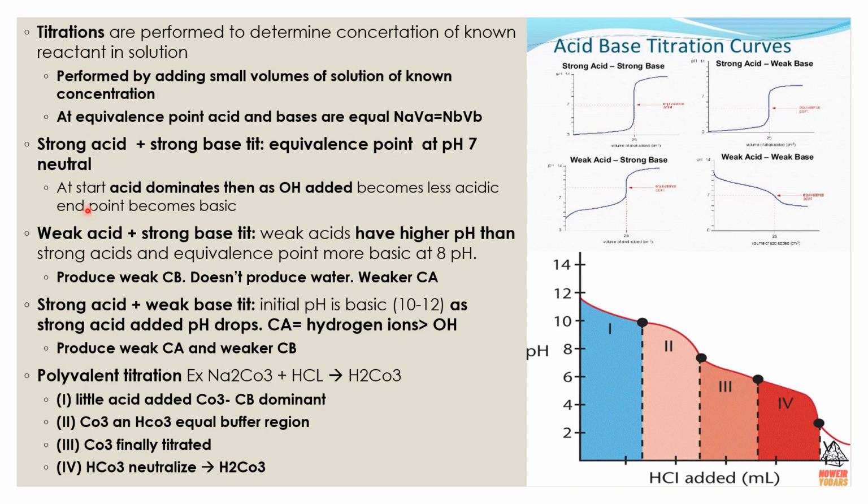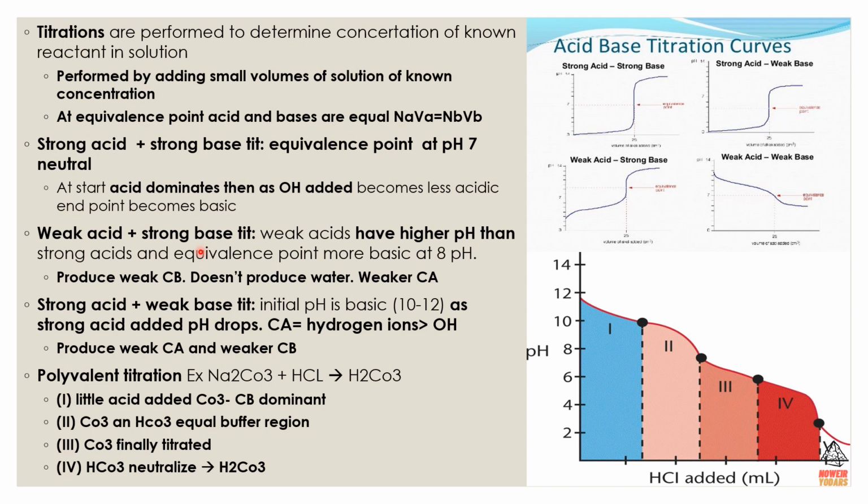And then strong acid and strong base titration. The equivalence point is at pH 7. So you start at the acid, let's say you have HCl, you start at like pH 2 for instance, and you keep adding droplets of base slowly. So the acid dominates, and as OH is added, it becomes less acidic. It reaches a certain equivalence point, and then after the equivalence point it becomes more basic.